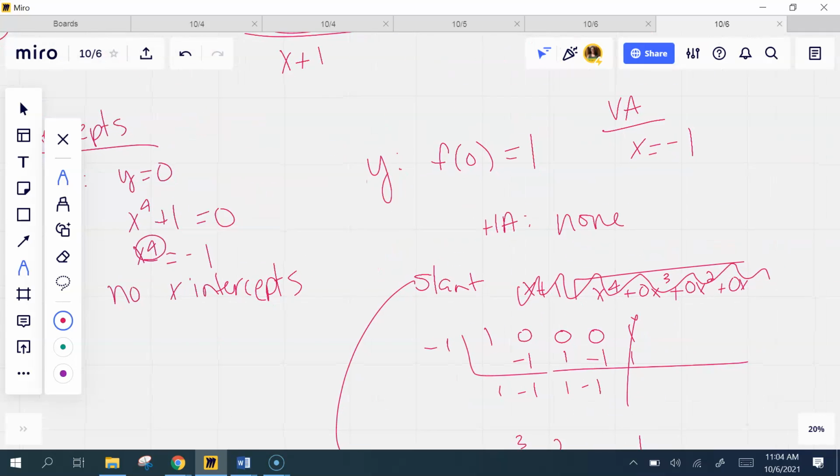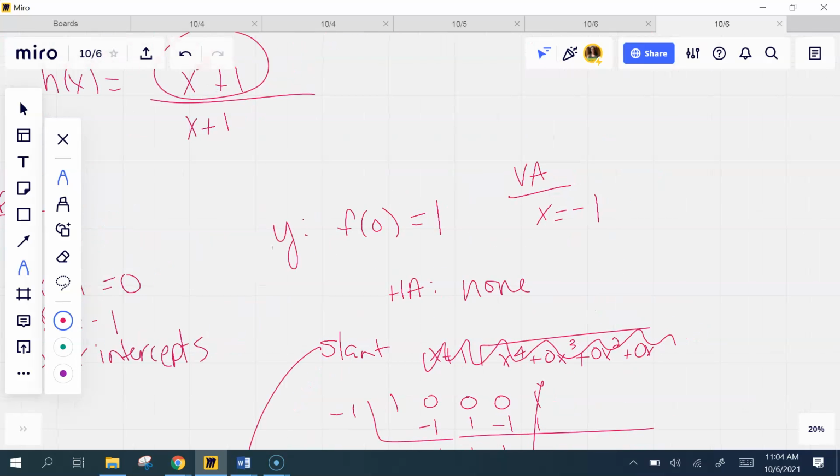How about the domain here before we graph? Because there was a vertical asymptote at negative 1. Let me see, is there anything else before we graph it? We'll need to graph it to do range.